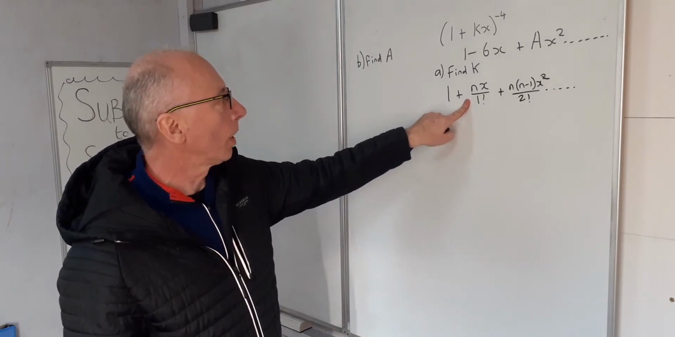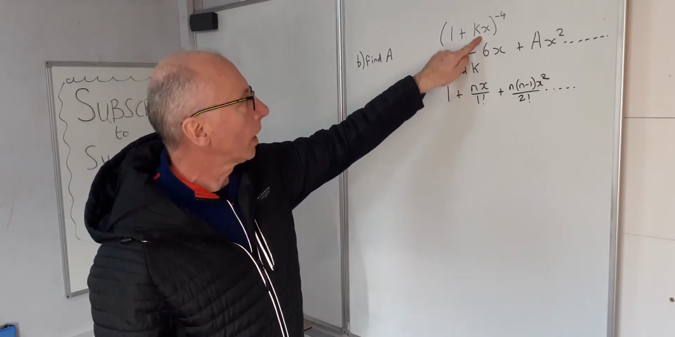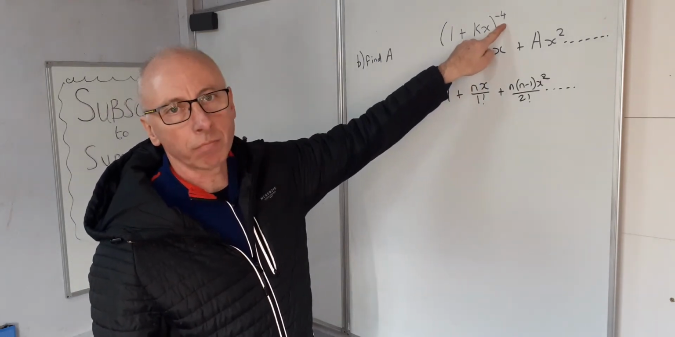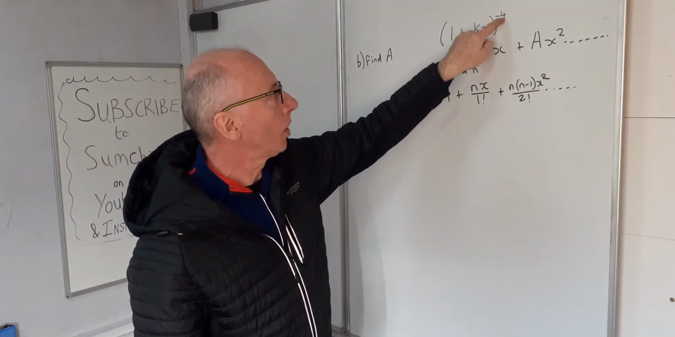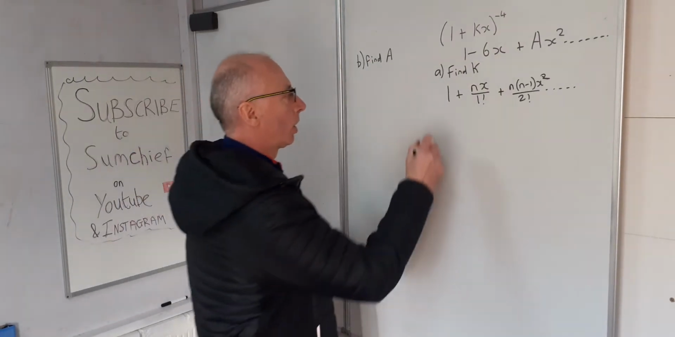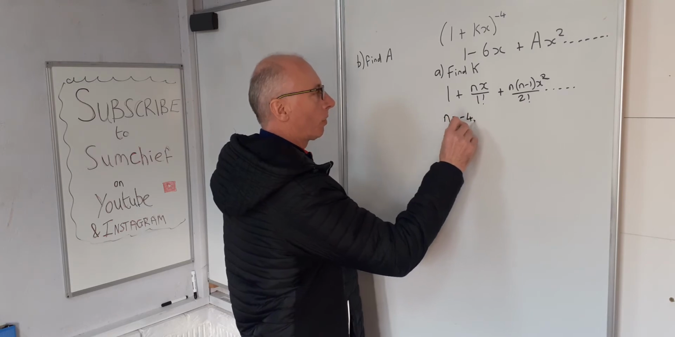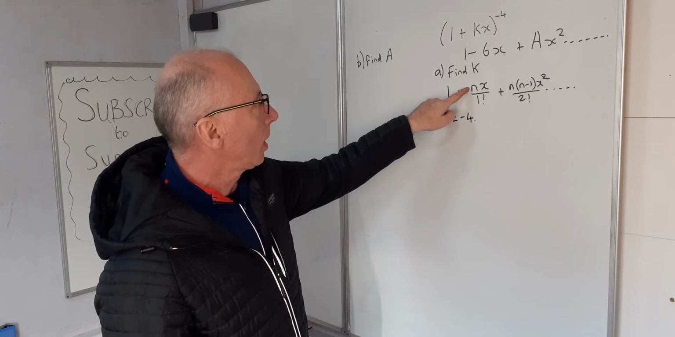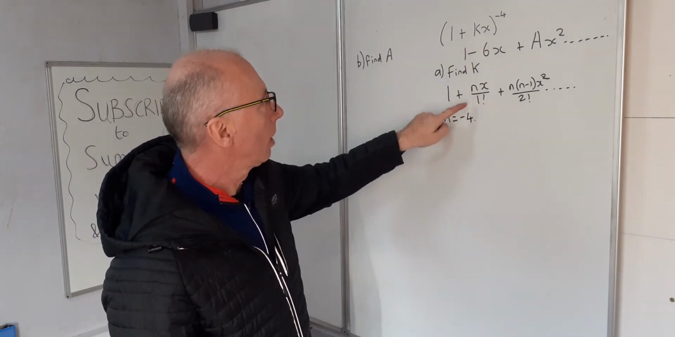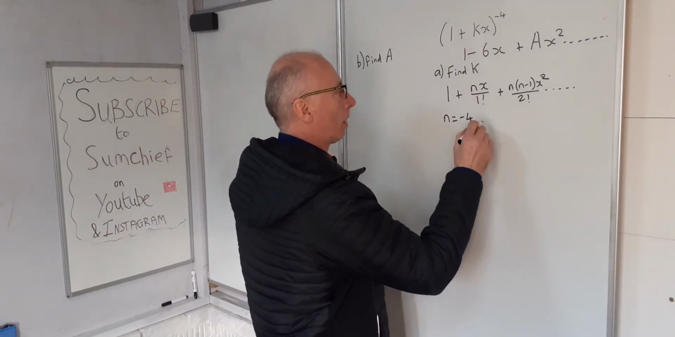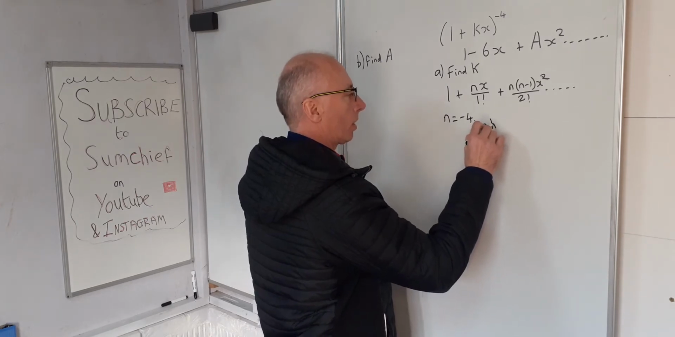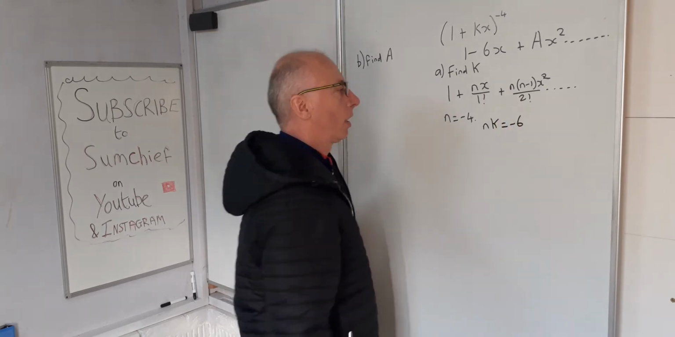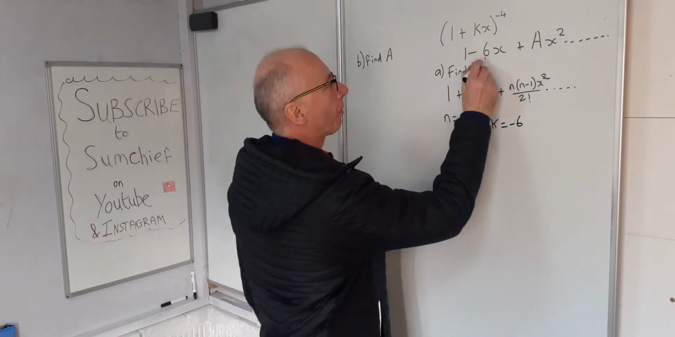Okay, so what we want to know is what we can do to find k. So what is n? Well, n is the first index in the binomial expansion, so that's minus 4. So n equals minus 4. So basically what we now have is we need to find kx. So we need n times k equals minus 6, because that's our first term, minus 6.